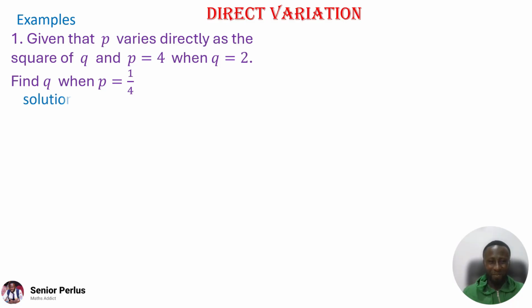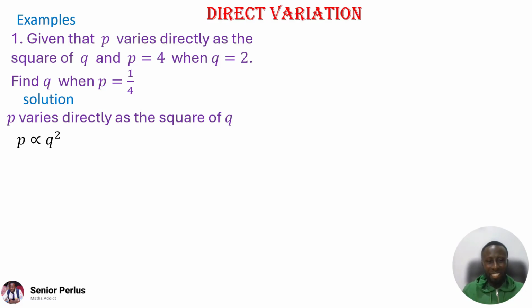Solution. So this is what we are given. P varies directly as the square of Q. So let's write that. Good. P varies directly as the square of Q. Then you put this one in an equation form. So if you put this one in an equation form, you have to introduce the constant.